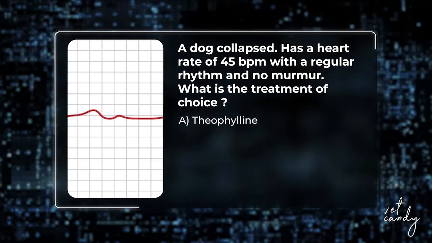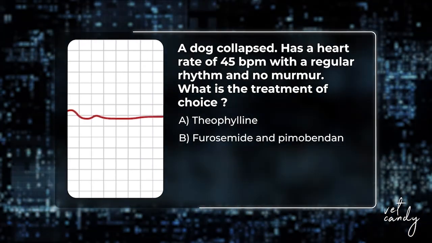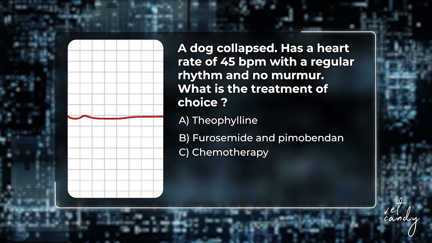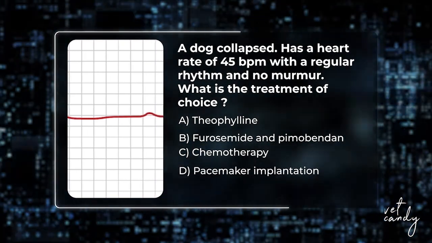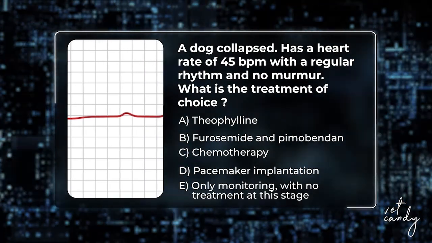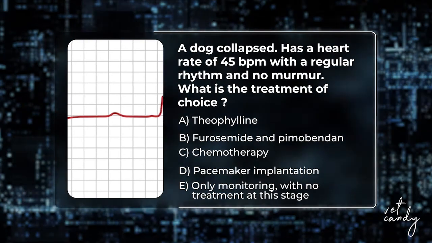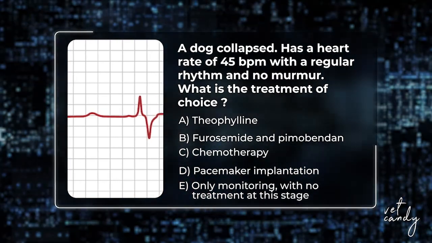Is it A, theophylline, B, furosemide and pimobendan, C, chemotherapy, D, pacemaker implantation, or E, only monitoring with no treatment at this stage? What are your thoughts on the correct answer and why? Let me know in the chat.